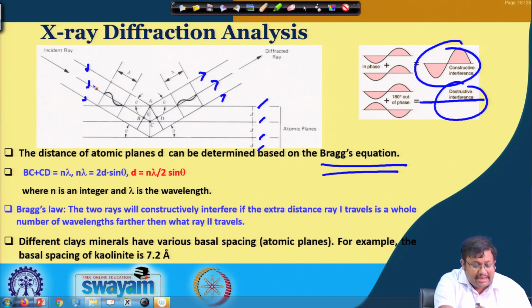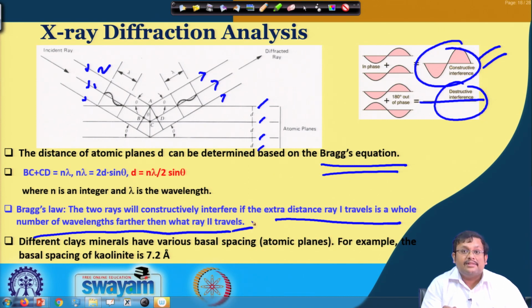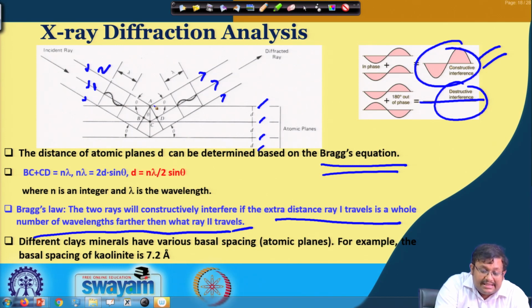If this is considered ray 1 and this is considered ray 2, the two rays will constructively interfere if the extra distance ray 1 travels is a whole number of wavelengths farther than what ray 2 travels. So, let us consider this is ray 1 and this is ray 2. You can see the extra distance ray 1 travels is this BC plus CD as compared to ray 2. So, this BC and CD can be calculated. BC plus CD is basically n lambda, a whole number of wavelengths.